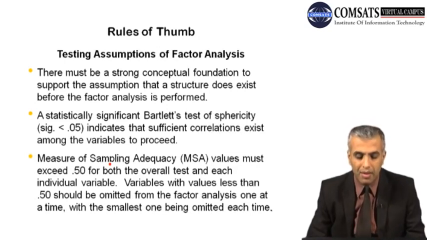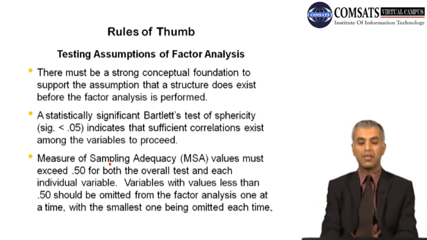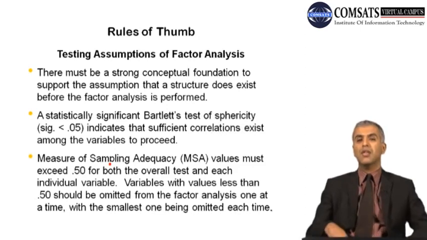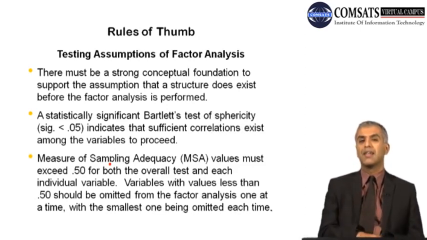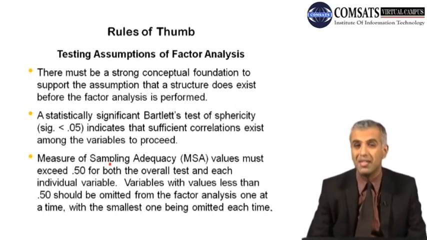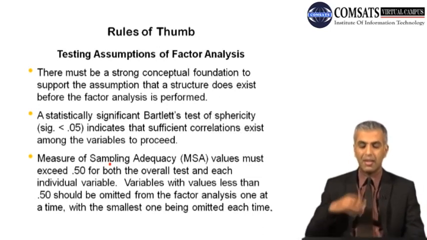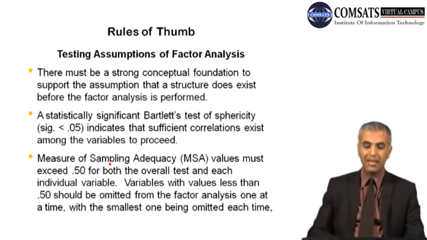Then again we have to test the whole data for whether sufficient correlations exist among the variables, because one thing is vital: we do want multicollinearity in the data, because the data can only be divided into groups once there exists a certain level of correlation among all these variables. So when we have identified that sufficient correlations exist among these variables, then we can proceed.